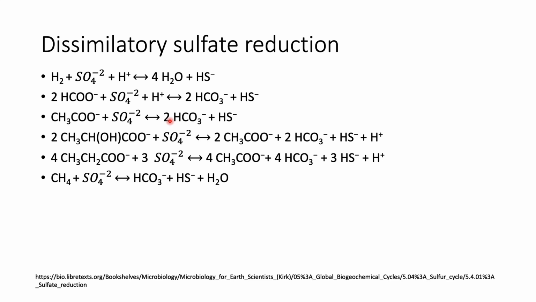So the various reactions are given here. Hydrogen reacts with the sulfate anion in the presence of H+ to give 4 water and thiolate anion, SH-. Formate reacts with sulfate in the presence of H+ to give bicarbonate and thiolate anion. Acetate also produces thiolate and bicarbonates. This is pyruvate. And we also have propionate and we have methane. So these are all the various things we have seen, and all of them undergo this dissimilatory sulfate reduction to produce in most of the cases thiolate anions.